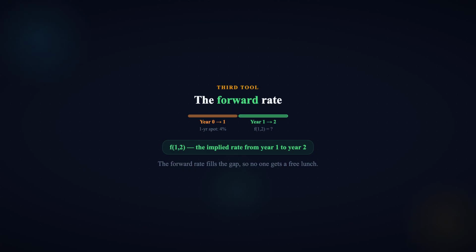Think of the timeline on screen. Year 0 to year 1 is covered by the 1-year spot. Year 1 to year 2 is the unknown. The forward rate, f of 1, 2, is the number that makes the 2 pieces fit together so that no one gets a free lunch.